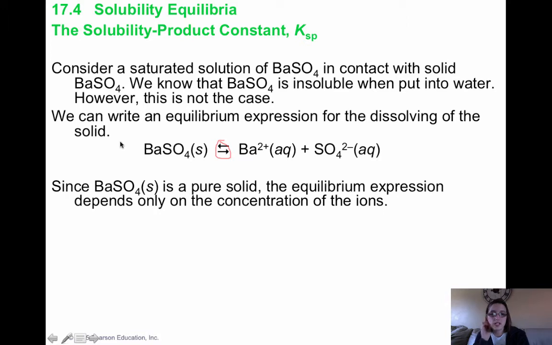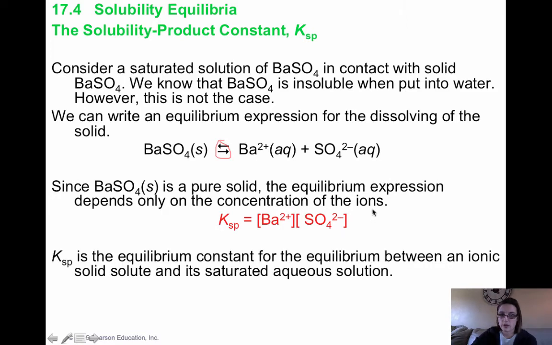Since barium sulfate is a pure solid, if we wanted to write the equilibrium expression for this, which would be Ksp, the solubility product, it depends only on the ions, because when you write an equilibrium expression, no matter what you're working with, you only include gases and aqueous solutions in the K expression. Because we're looking at a solid dissolving in water, we use Ksp. Ksp means solubility product. So Ksp is equal to the concentration of barium ions times sulfate ions. Notice because the coefficients are 1, we just have 1s as the exponents and we don't even show them.